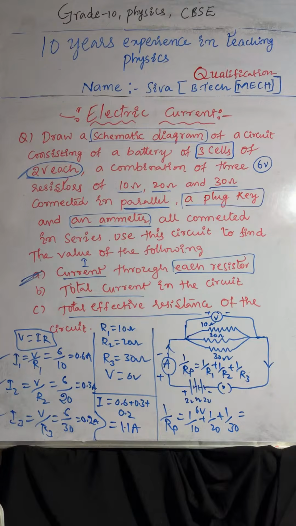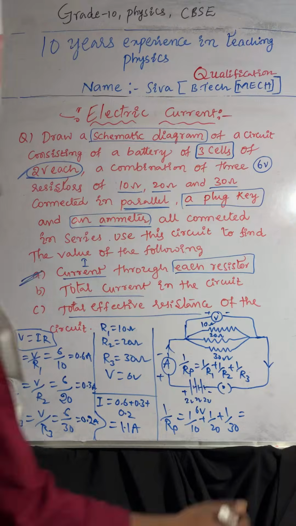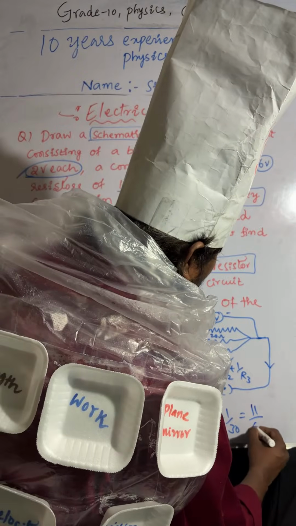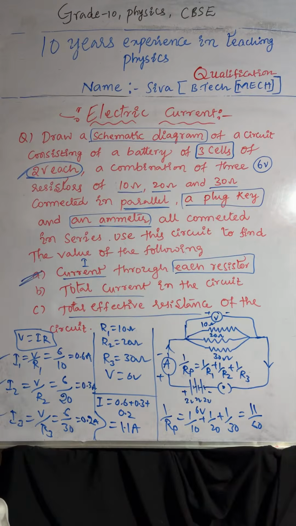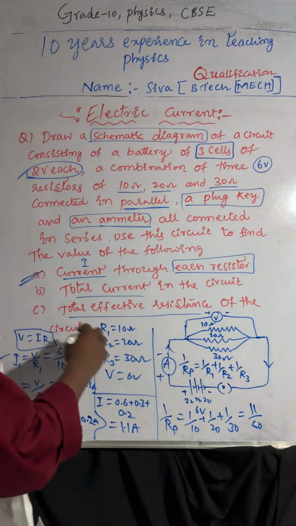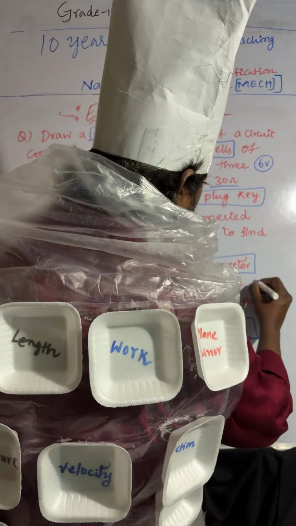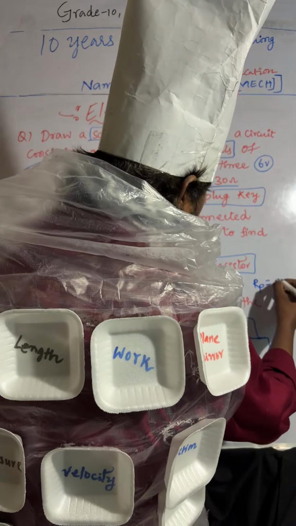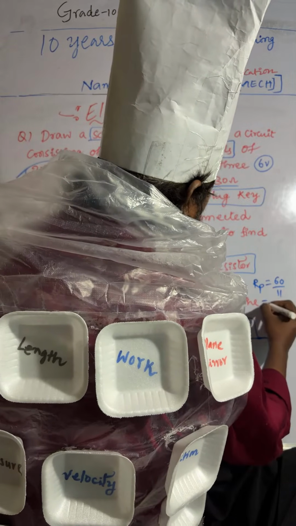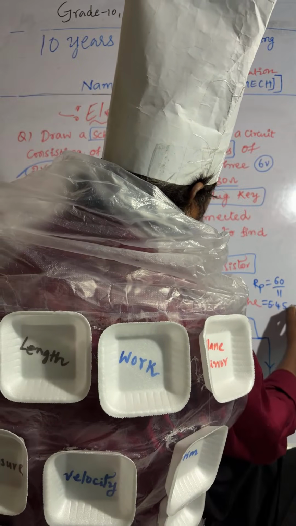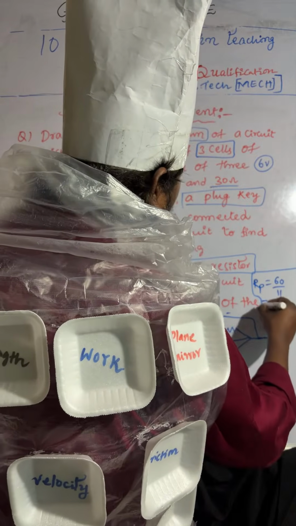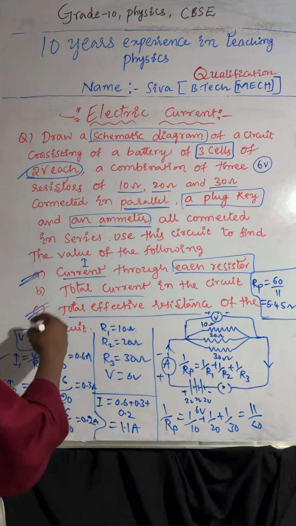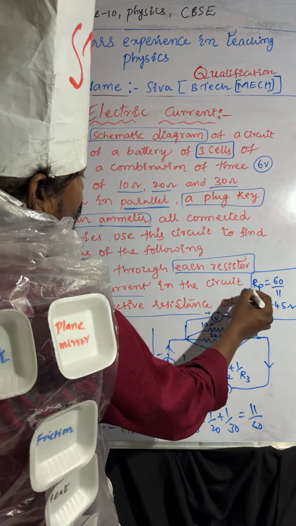So you get 6 plus 3 plus 2, 11 by 60. Then you'll get 60 by 11. So what is the answer? Rp equal to 60 by 11, which is 5.45 ohm. So this is the total R value. Just check once. This is the answer.